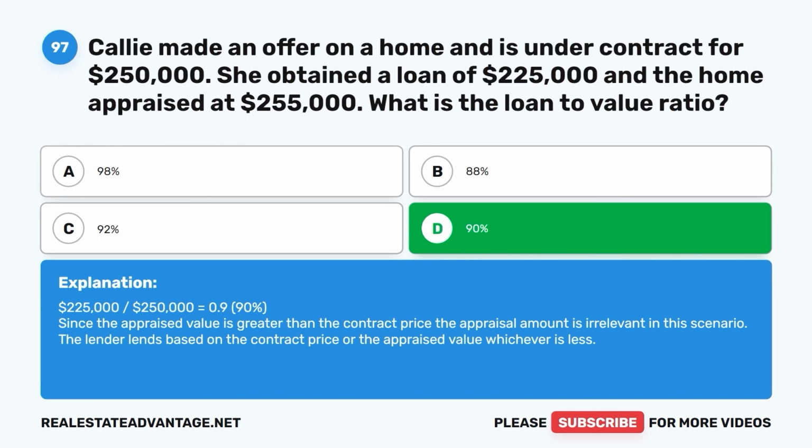Since the appraised value is greater than the contract price, the appraisal amount is irrelevant in this scenario. The lender lends based on the contract price or the appraised value, whichever is less.